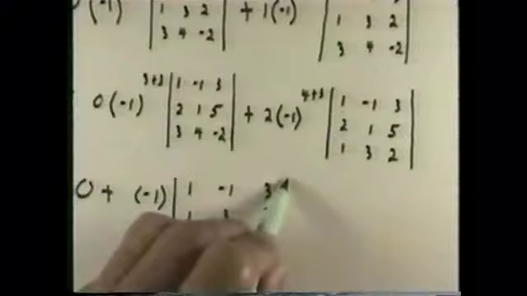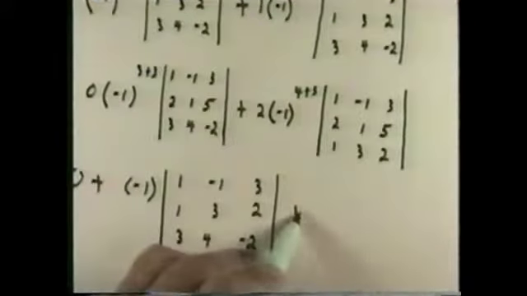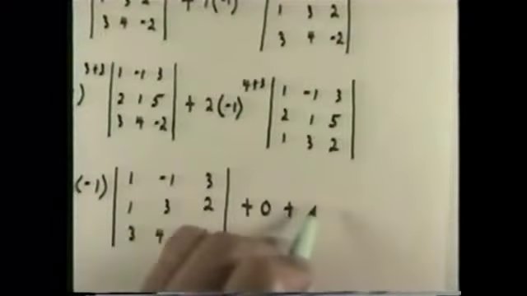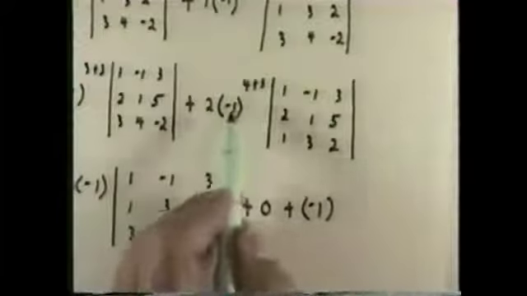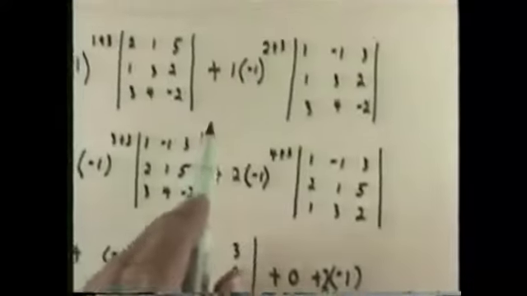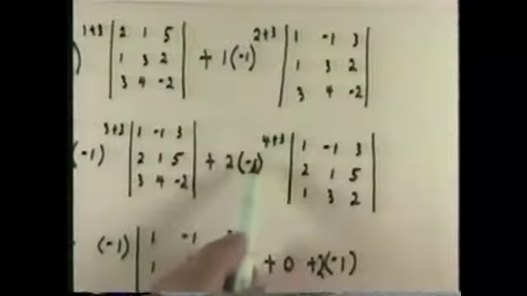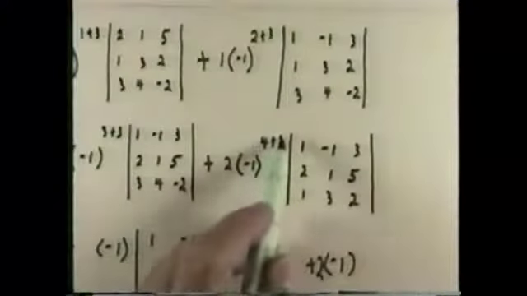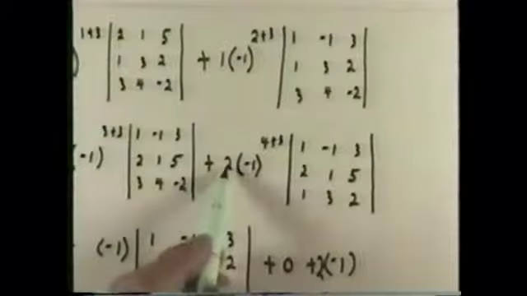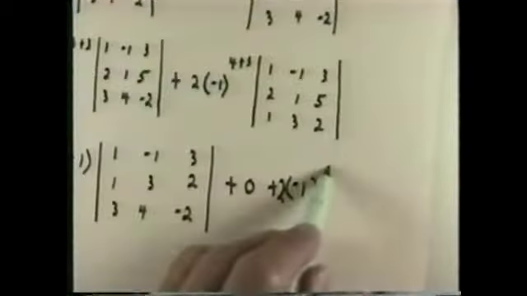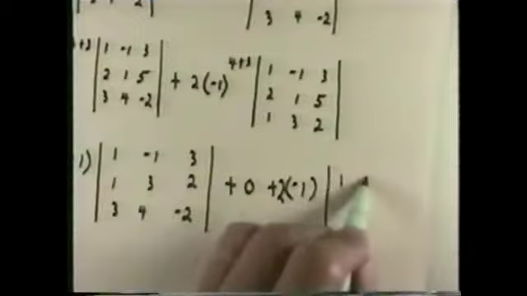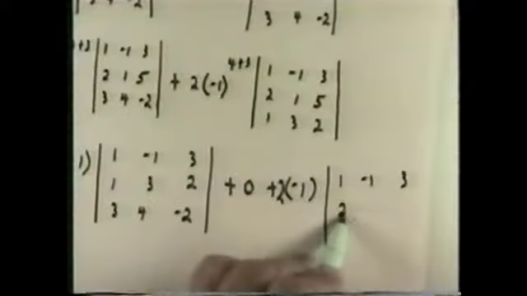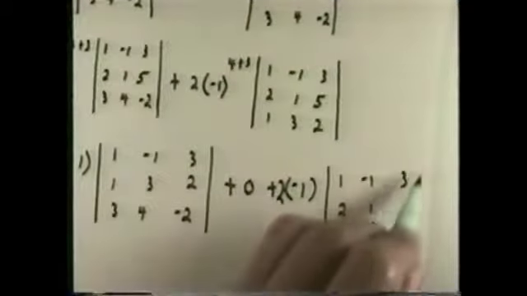2, 3, 4, negative 2, plus 0, plus 2 times a negative 1, because a negative 1, 4 plus 3 is 7. That's going to make it negative 1 to the 7th, which is negative 1. I've got the 2 times the negative 1 then, times the determinant 1, negative 1, 3, 2, 1, 5, 1, 3, 2.